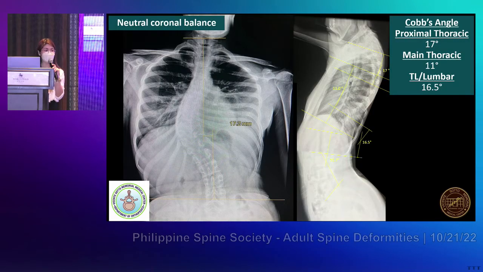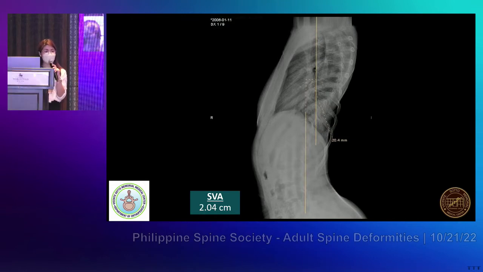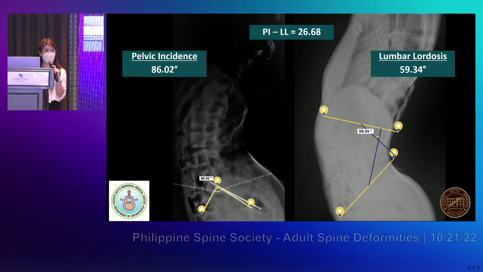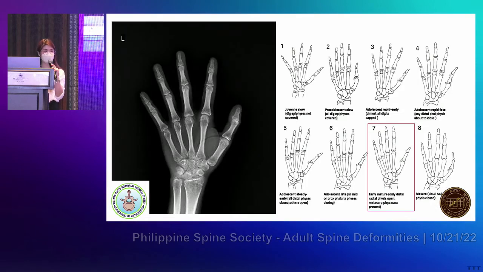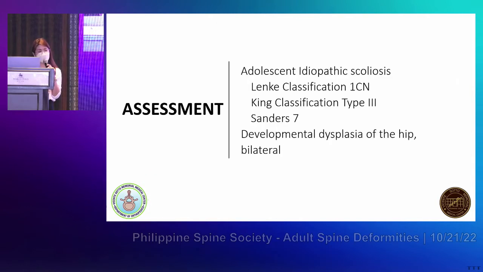This patient displays a neutral coronal balance and an AVT ratio of 1.45, with less than 20 degrees Cobb's angle for the sagittal profile, and an SBA of 2.04 cm. For the pelvic incidence and lumbar lordosis mismatch, we calculated a value of 26.88, and an adequate shoulder balance restoration for the coracoid height difference and the clavicular angle. This patient was also classified radiographically as Sanders 7 maturity. So our assessment was adolescent idiopathic scoliosis, Lenke classification 1C and King classification type 3, Sanders 7, with concurrent developmental dysplasia of the hip bilateral.